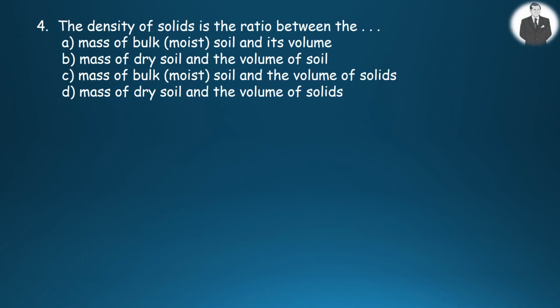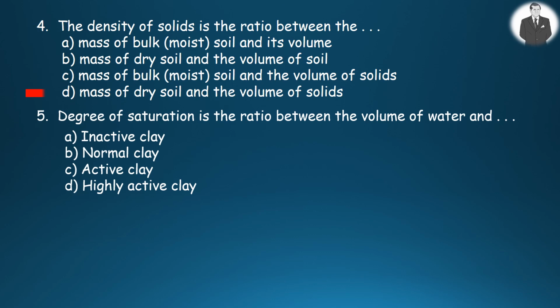Here you have the fourth question. The density of solids is the ratio between... Yes, you're right, but speak loudly, please. The answer is D. It is the ratio between the mass of dry soil and the volume of solids. Great job.